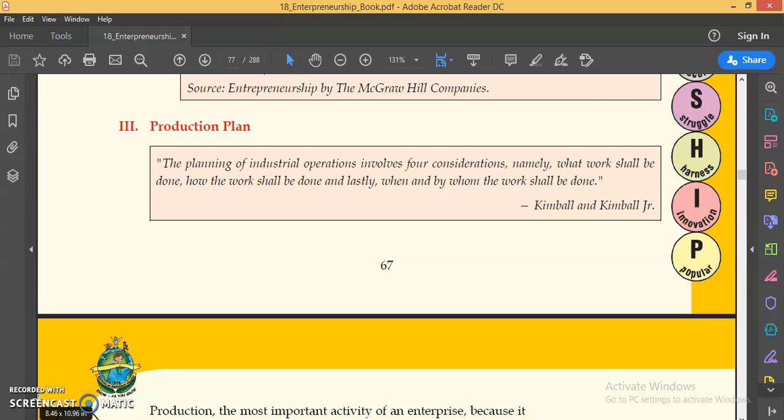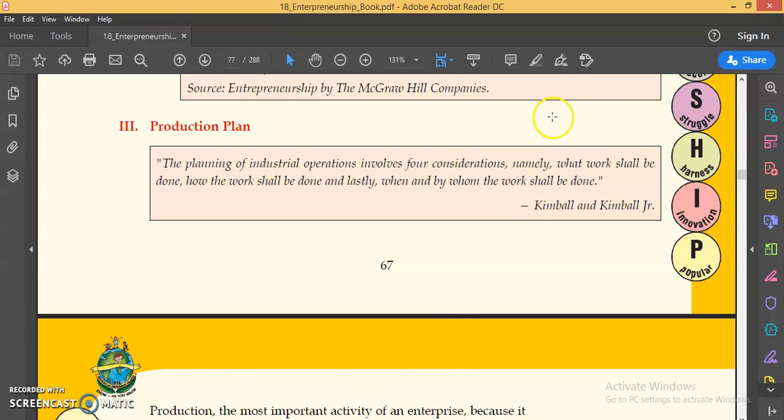the site where you're going to have the enterprise, the physical infrastructure, raw material, labor required, utilities, pollution control, transport and communication system, machinery and equipment, production process, etc. Now we are going to see the production plan. That is the third content of your business plan.